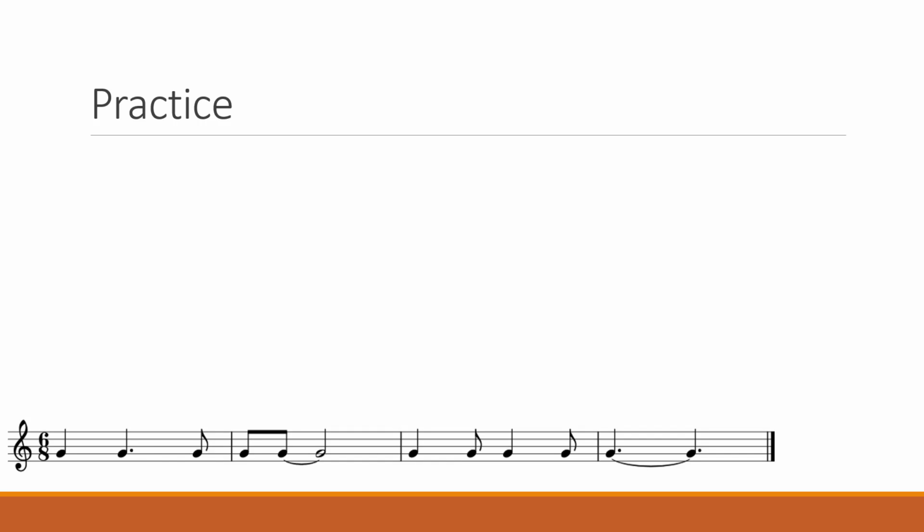So let's see, we are in 6/8. 6/8 means the 8th note is 1 beat. So if the 8th note is 1 beat, then a quarter note is going to be 2 beats. So this is 2 beats. A quarter note plus a dot is 2, plus half becomes 3 beats. And this is an 8th note, which is 1. 2 plus 3 plus 1 is 6, because we're in 6/8. So now we know for sure that's correct.